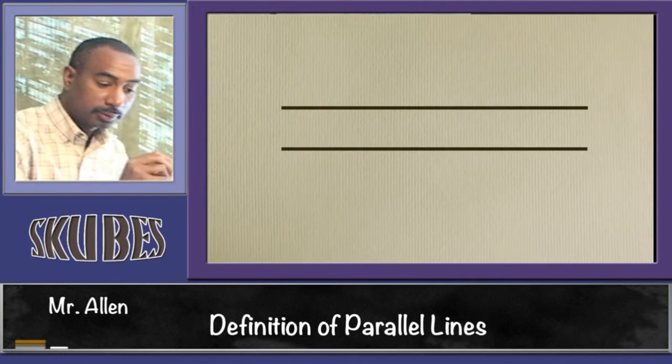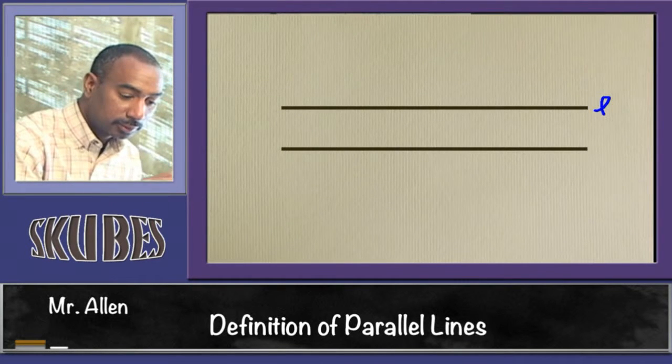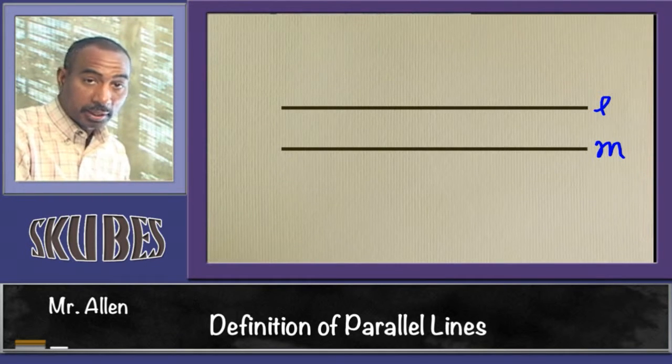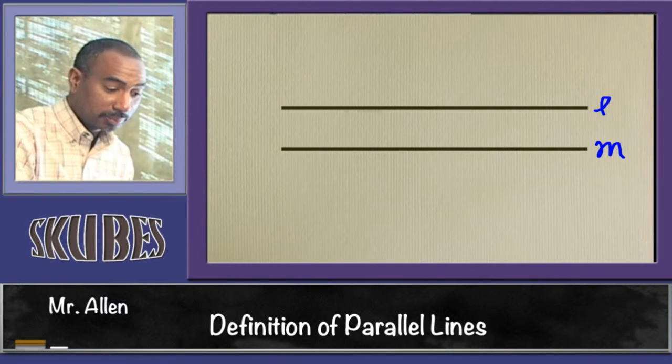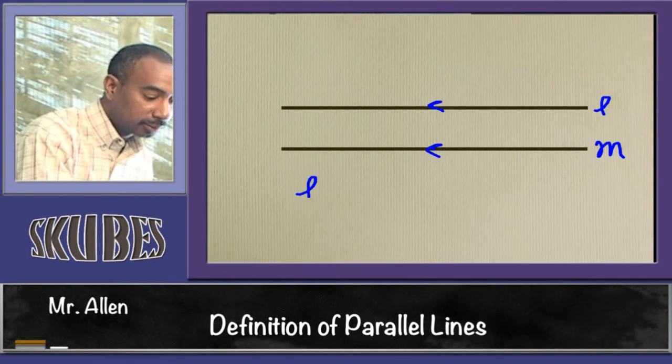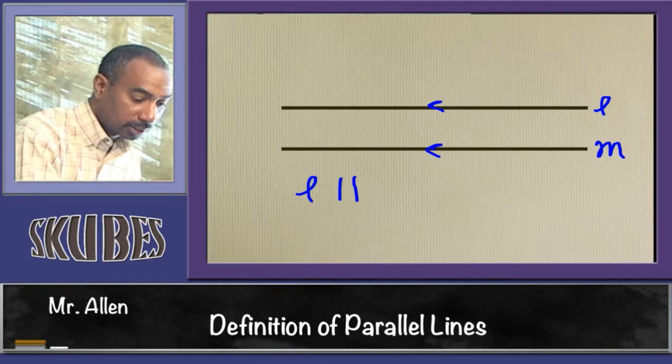For example, let's call this line L and line M. Line L and M lie in the same plane, but they never intersect each other. So we say that line L is parallel to line M.